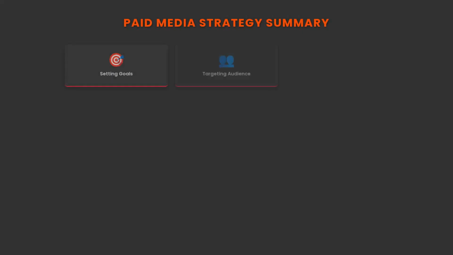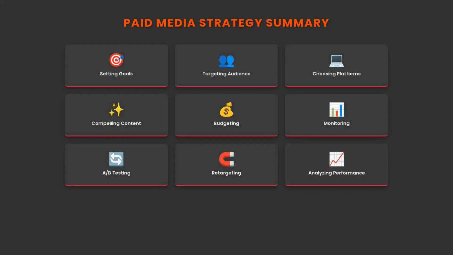In summary, a paid media strategy includes setting goals, targeting the right audience, choosing platforms, creating compelling content, budgeting, monitoring, A/B testing, retargeting, and analyzing performance.